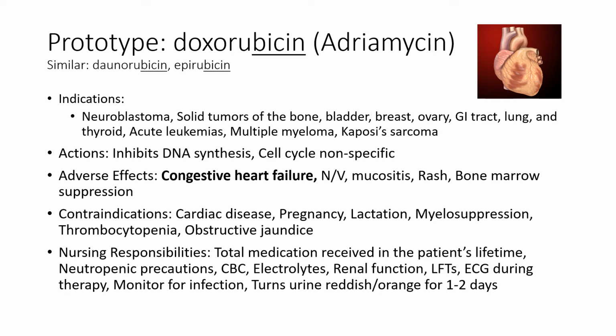Now, bleomycin is very similar, except its main side effect is pulmonary fibrosis, so scarring of the lungs. Okay, so it's in the same group as doxorubicin. It behaves very similarly, except its main side effect, it hits the lungs instead of the heart, like doxorubicin, and it causes scarring and permanent damage to the lungs.